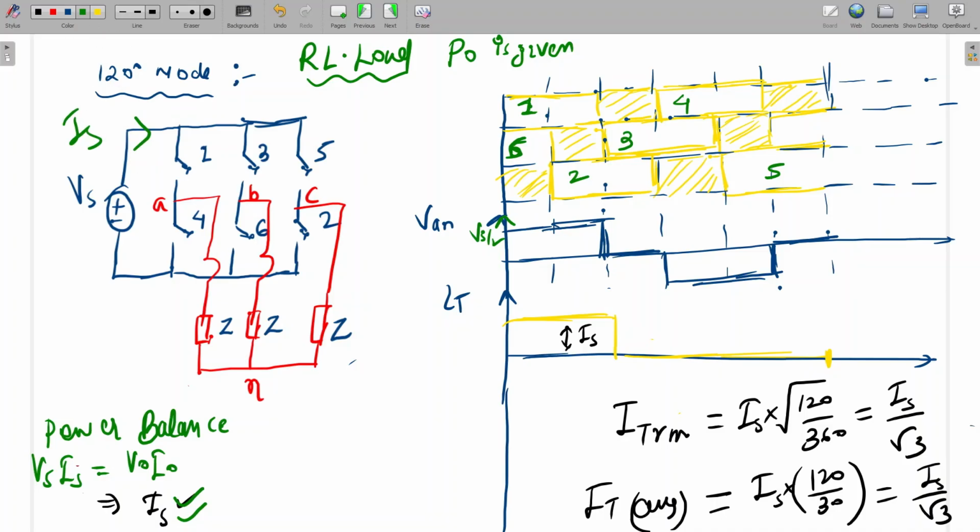So from this one, I can calculate the RMS value. What will be the RMS value? Is into 120 by 360 under root, that is Is by root 3. And what will be the average value? Average will be Is into 120 by 360, that will be Is by 3. Is it clear? Yes, sir.